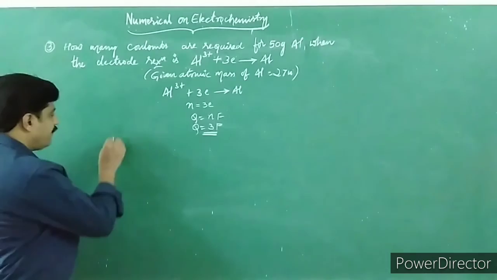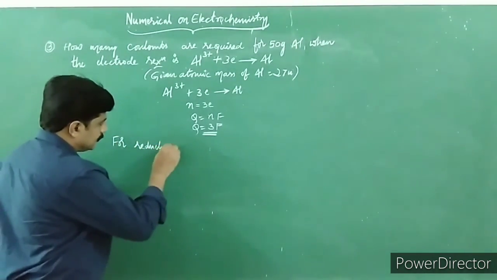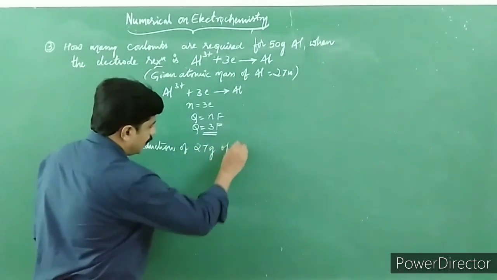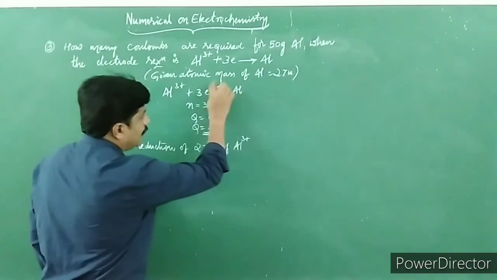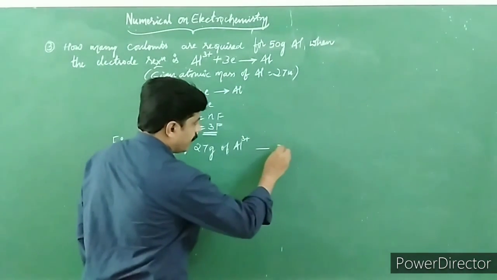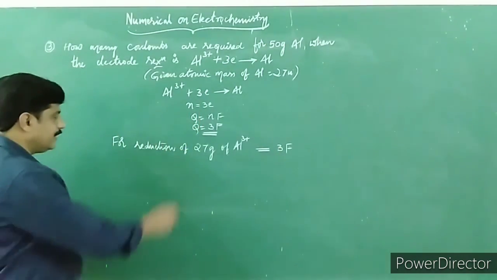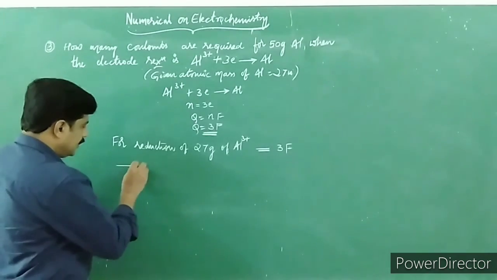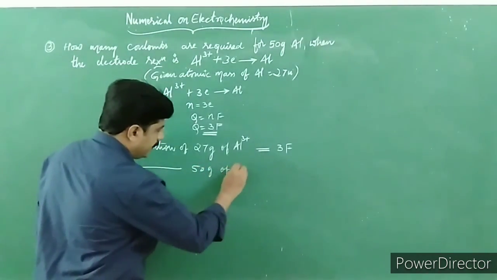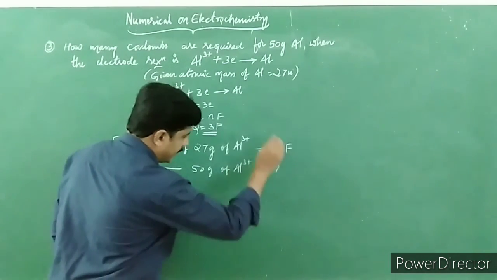Children, for reduction of 27 grams of aluminium ion, why? Because the atomic mass of aluminium is equal to 27. You require 3 Faraday of charge. Is it not? Now let me go for the reduction of 50 grams of aluminium ions. How much charge is required?